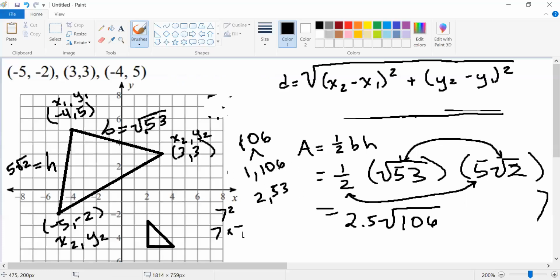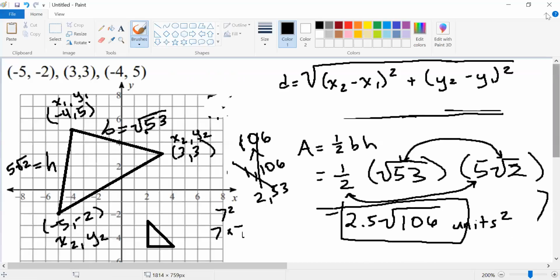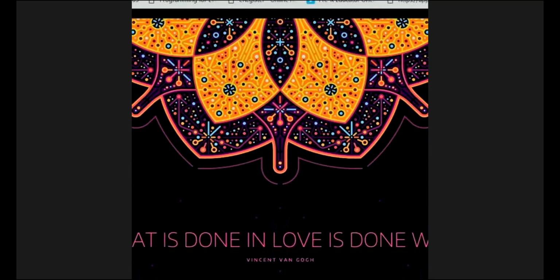And none of these factors, if you multiply them, like you find the factors. So the factors of 53 is just 1 and 53. The factors of 106, well, there's a 2 and a 53, which are not the same factors. So I can't break this down because none of these have perfect squares. So this will be my final answer, 2.5 square root of 106 units squared. So that will be it.